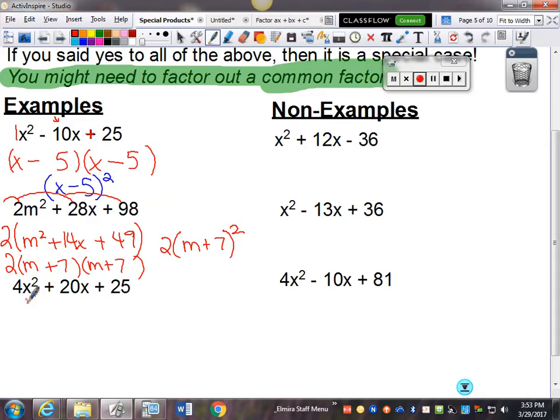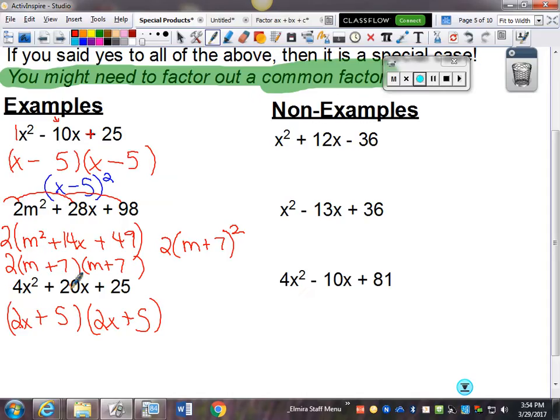And then our last example has a leading coefficient of 4, but I don't want to factor this. First of all, I can't factor it out, but I don't want to anyway because 4 is a perfect square. 2x and 2x plus 5 plus 5. So 2 times 5 is 10, double it, 20, so that worked.